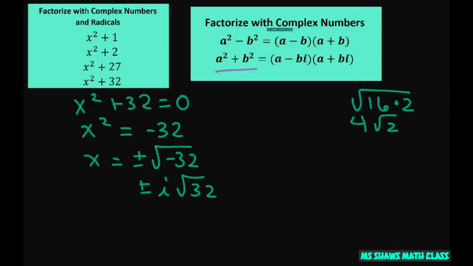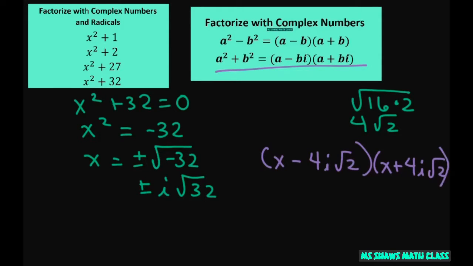So now just fill in your formula. So you're going to have x minus, let's do the 4 first, 4i square root of 2, x plus 4i square root of 2. That would be the best way to write it.